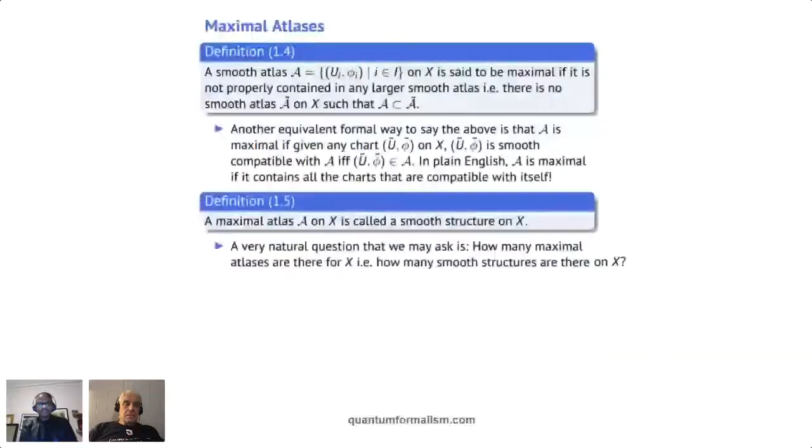Atlas. A smooth atlas is said to be maximal if it's not properly contained in any larger atlas. In other words, this means that there is no other atlas, which I will call for now A tilde on X, such that A is contained in A tilde.